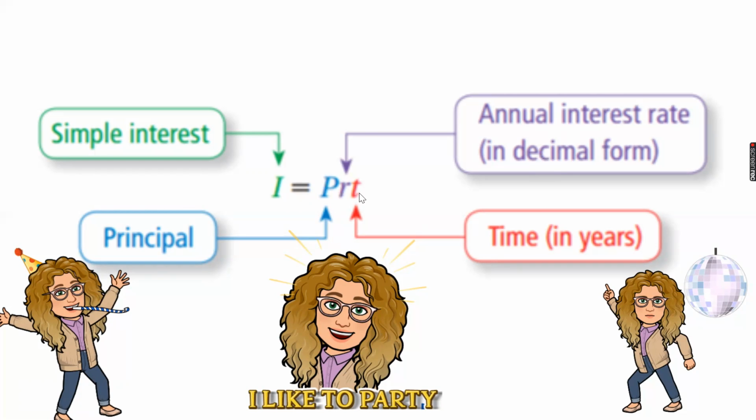All of this is going to be multiplied together. Since there's no sign, it has to be multiplication. So the simple interest equals principal times annual interest rate in decimal form times time in years. So it has to be in years. If I say we're going to pay it off in 6 months or something like that, you would have to say that's half of a year.